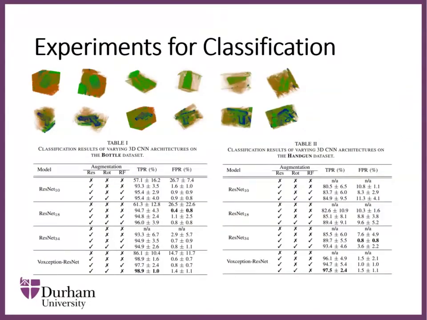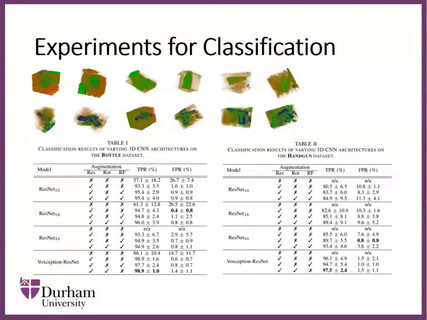We conducted experiments on 2 datasets, the Boulder dataset and the Hang-On dataset. For each dataset, we cropped the subvolumes containing the target objects as positive samples, and subvolumes not containing the target objects as negative samples. As a result, the problem is formulated as a binary classification problem.